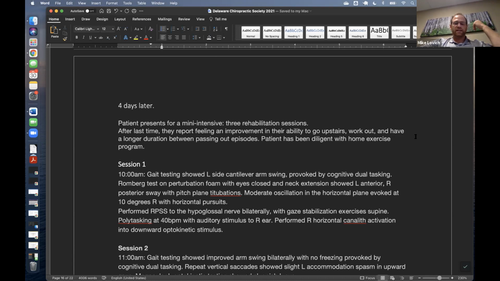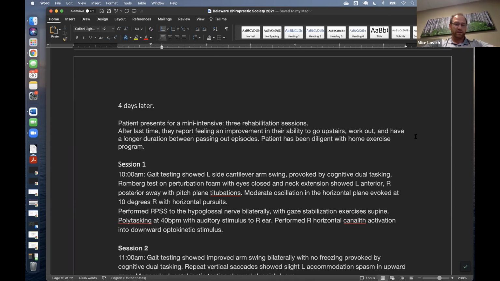What does a left side cantilever arm swing mean? That means that not only was the left side not swinging as much, but it was swinging out to the side, which means that she thought she was falling to the right. Whether she was falling to the right or not, her perception subconsciously was that she was, and she needed to balance out.